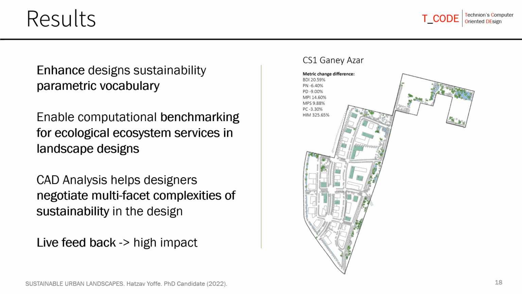The table on the right summarizes the performance for 11 metrics measured using the computation framework. Our preliminary test saw a connection between indicator behaviors. For example, increased proximity reduces patch contrast in vegetation planting. This test demonstrates a working computation framework which contributes to, firstly, enhancing the parametric vocabulary of less studied ecological sustainability criteria in the design. It enables computation benchmarking for ecological ecosystem services in landscape designs, specifically on the neighborhood level developments, and provides live feedback for the designer, which increases the implementation impact of sustainable development in the project.